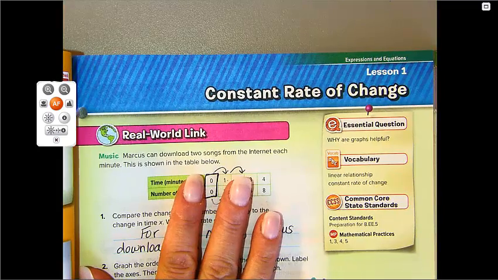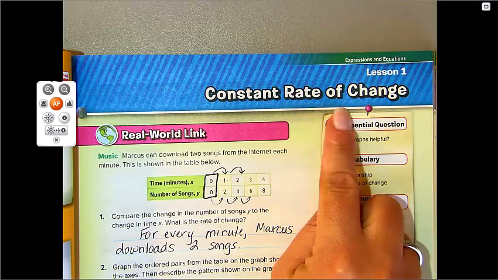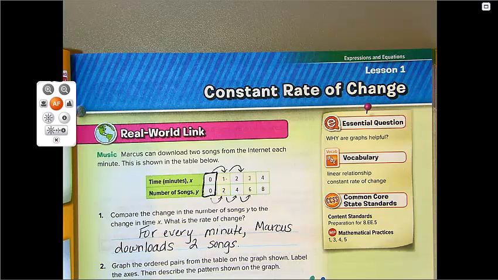Alright guys, today we're getting ready to start chapter 3, lesson 1, talking about constant rate of change. Some of this is already filled out because I had started this video and then I needed to stop it, but I think I can go ahead and explain it without having to write the stuff in again. So let's talk about this.